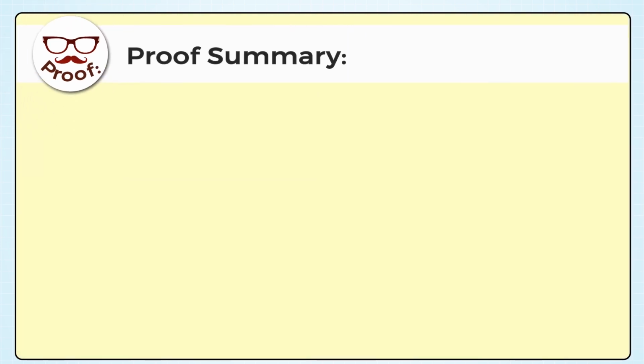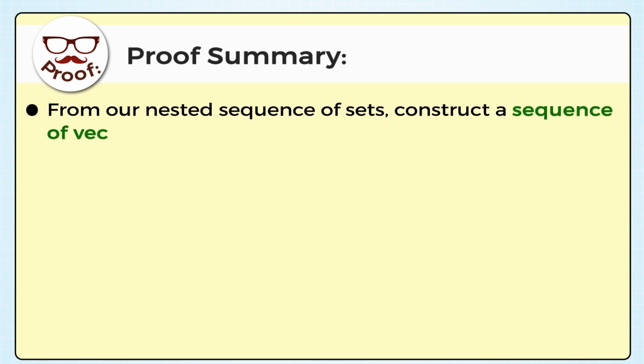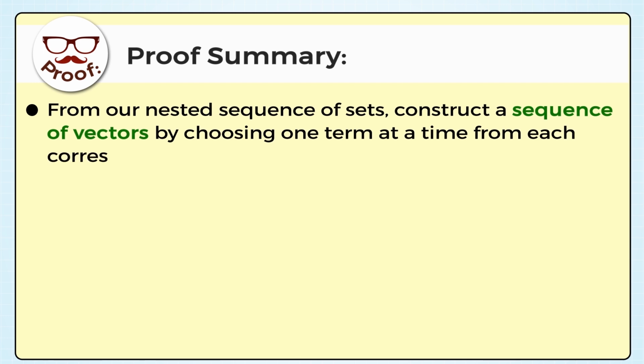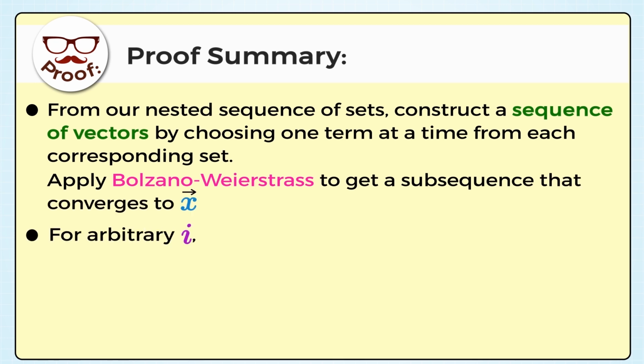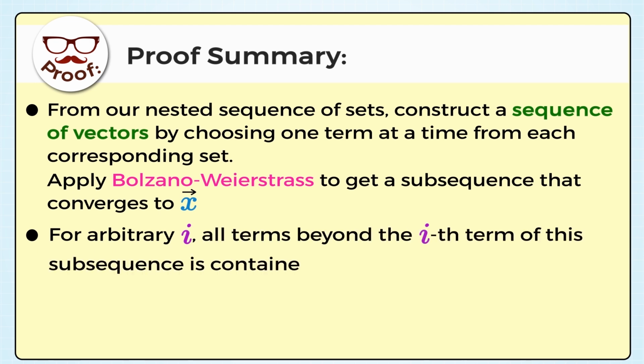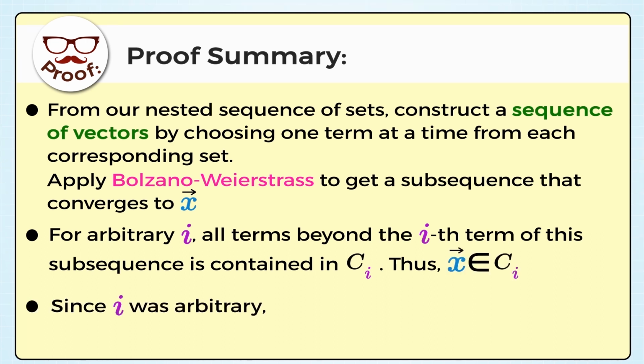Proof summary. From our nested sequence of sets, construct a sequence of vectors by choosing one term at a time from each corresponding set. Apply the Bolzano-Weierstrass theorem to get a subsequence that converges to x. For arbitrary i, all terms beyond the ith term of the subsequence are contained in Ci. Thus, x is in Ci. And since i was arbitrary, the intersection of all these Ci's must contain the point x.